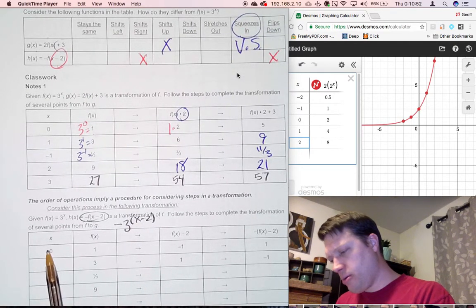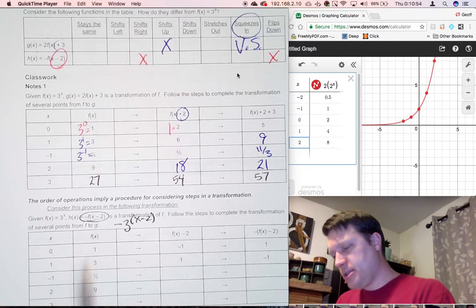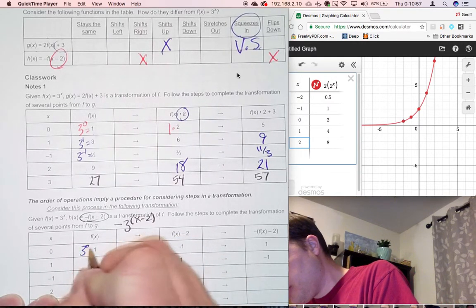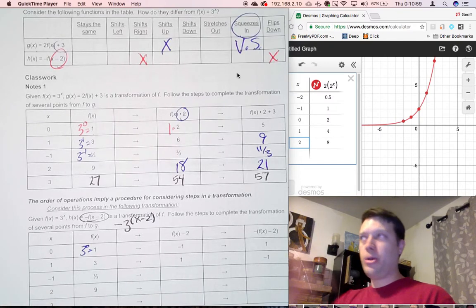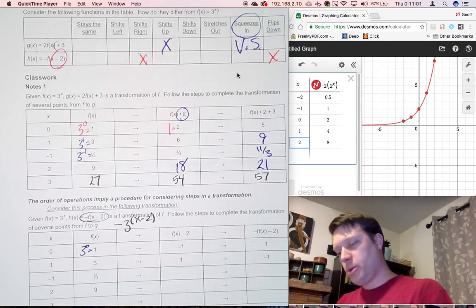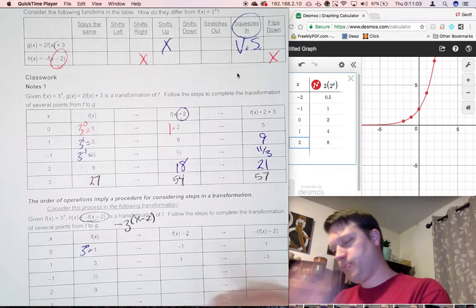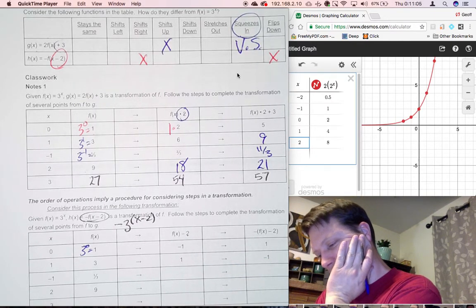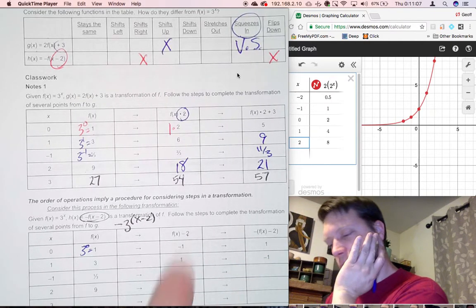So 0. F of x is 1. 3 to the 0 is 1. Then we're going to subtract 2. I don't know if I agree with this.